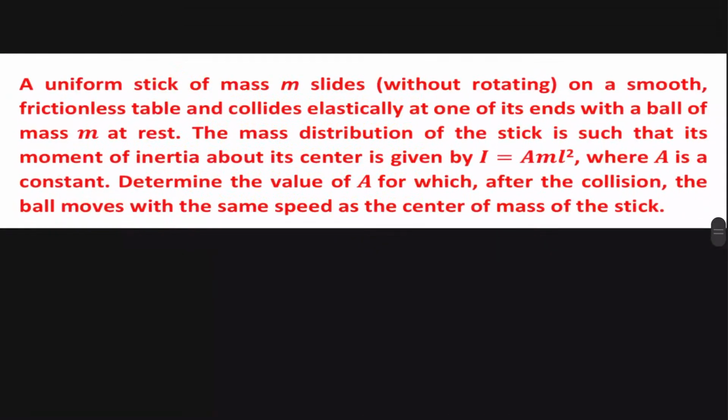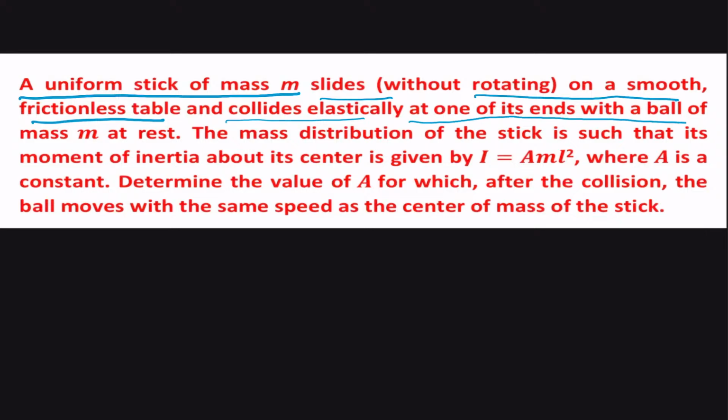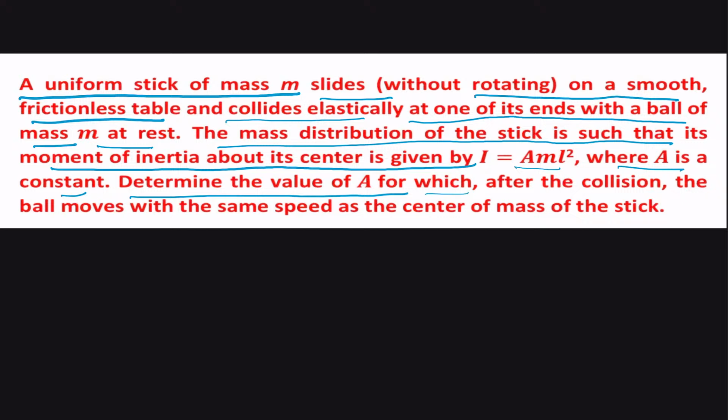and it states that a uniform stick of mass m slides without rotating on a smooth frictionless table and collides elastically at one of its ends with the ball of m at rest. The mass distribution of the stick is such that its moment of inertia about its center is given as I is equal to a ml square, where a is a constant. Determine the value of a for which, after collision, the ball moves with the same speed as the center of mass of the stick.